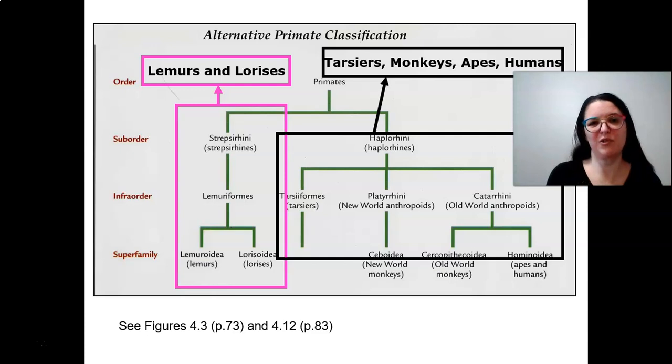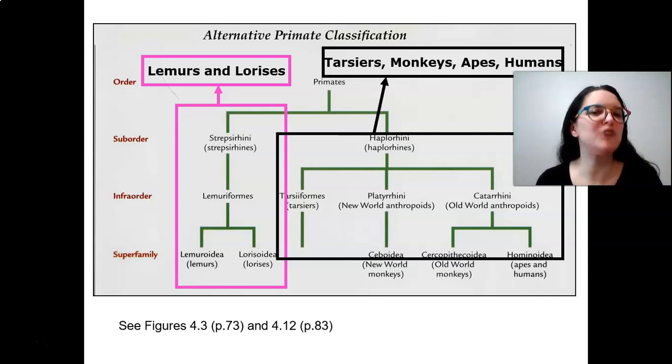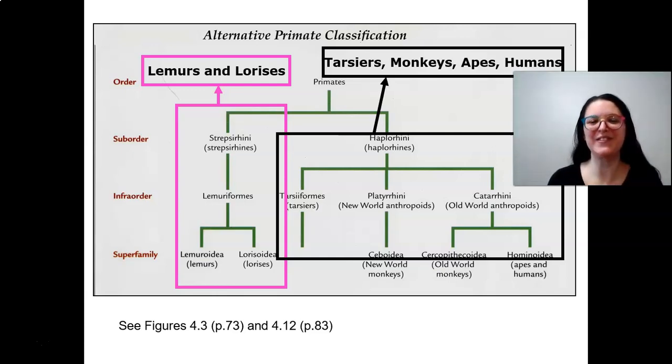And then we have the strepsirrhines, the lemurs and lorises. And so the strepsirrhines are the primates that have the most ancestral traits. They still have a lot of shared characteristics with other mammals, whereas the haplorhines as a group are where we start to see a lot more of the kind of primate characteristics, so a lot more of what we call kind of classic primates.